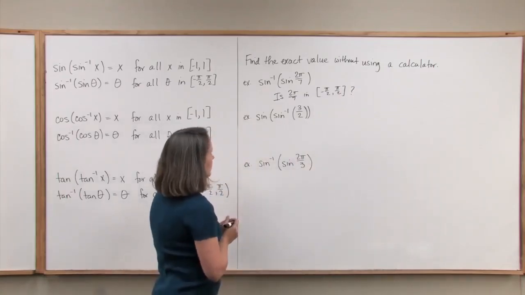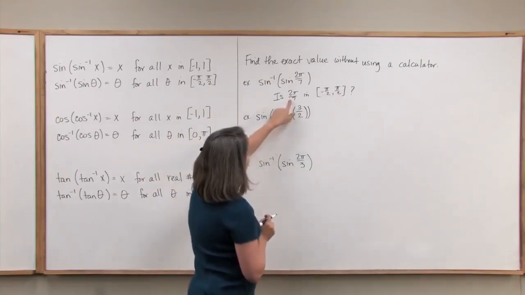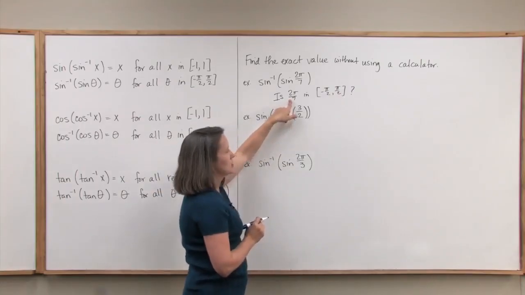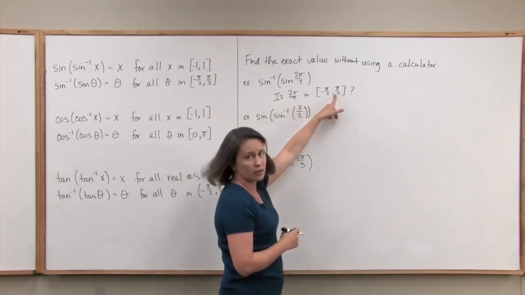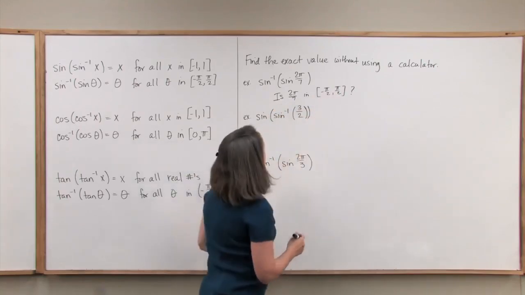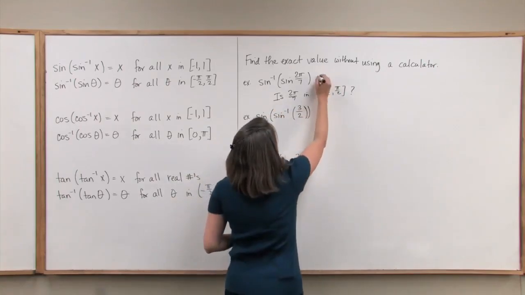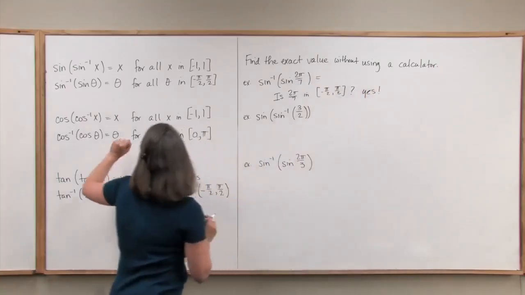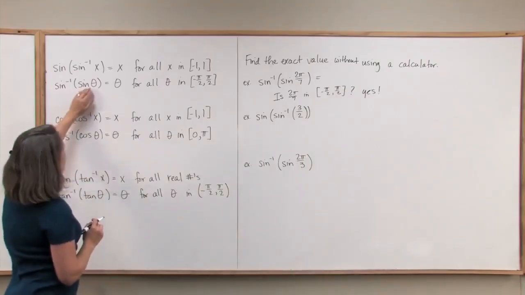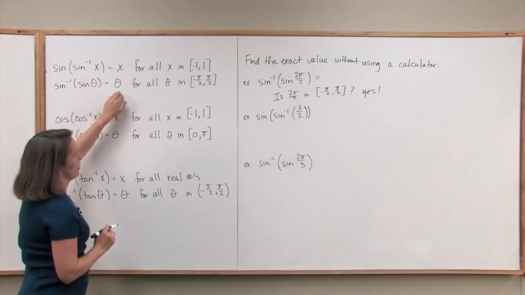Okay, so let's think about 2π/7. It's a little bit less than π/2, or half a pi. So, yes, it's right there. It's somewhere in this interval. Since the answer is yes, then I'm allowed to use this relationship, that the inverse sine of the sine of 2π/7 is 2π/7.